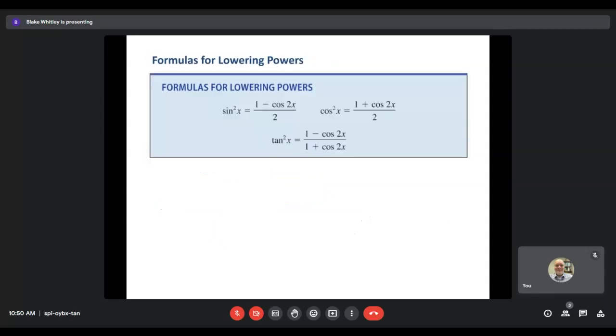All right, now we also have formulas for lowering powers. So if you're ever given a sine squared, cosine squared, tangent squared, and you need to get rid of the square, we can actually use these formulas to do that. So sine squared is just 1 minus cosine 2x over 2. Notice the cosine squared, very similar. The only difference is there's an addition in that numerator now. And then our tangent squared is 1 minus cosine 2x over 1 plus cosine 2x.